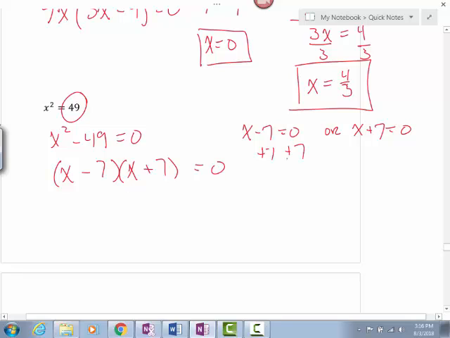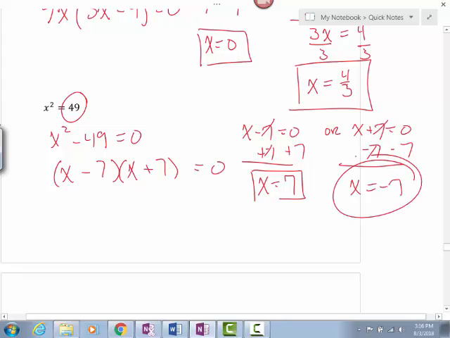So I'm going to add 7 to both sides on the first one. I get x equals 7. I'm going to subtract 7 on both sides on the second one. And we end up with x is equal to negative 7.